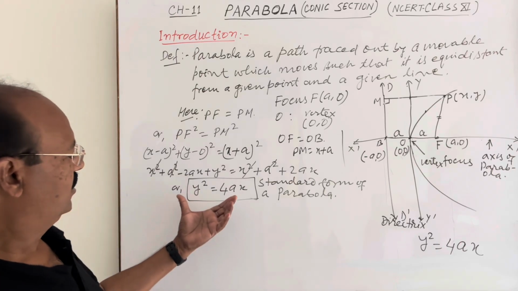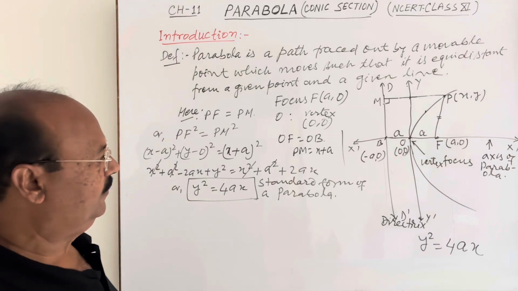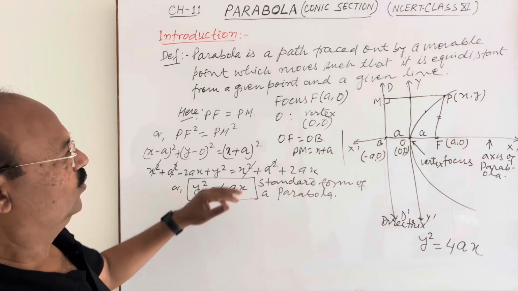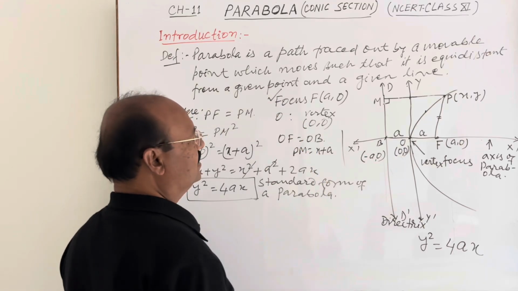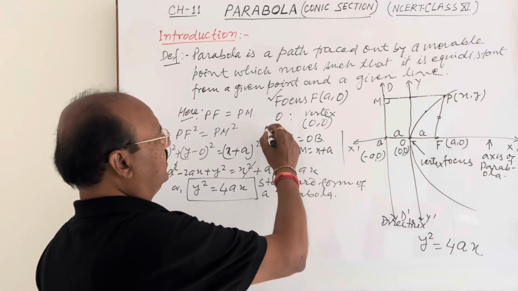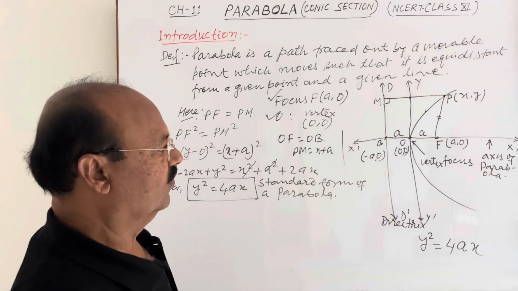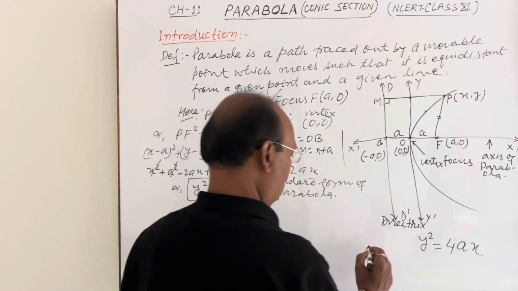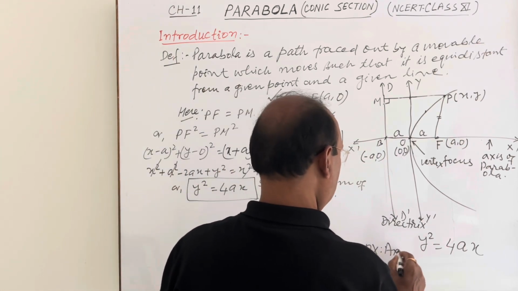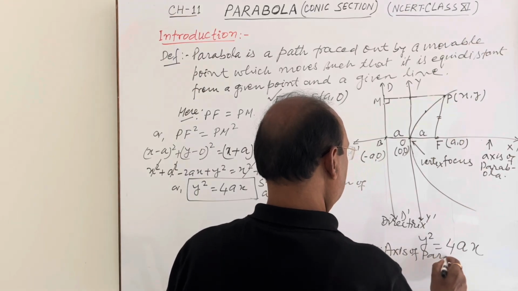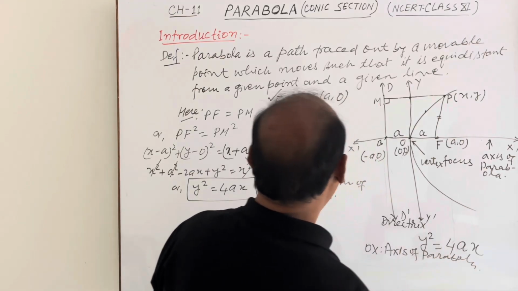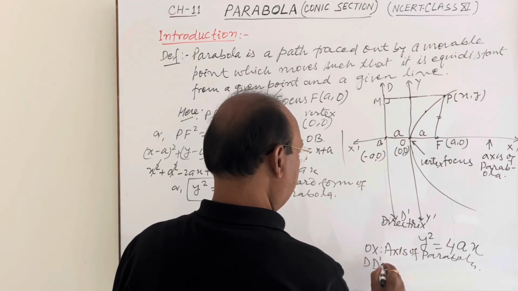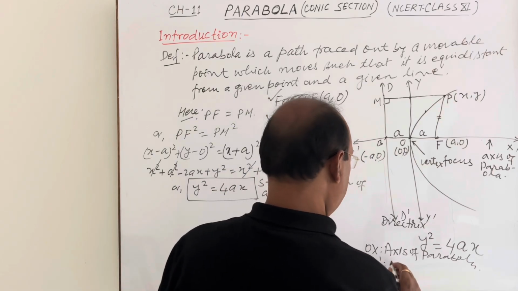Okay, so we are supposed to remember this equation of the parabola, and in addition to the equation of this parabola, we should also know that the coordinates of the focus is (a, 0), and the coordinates of the vertex is (0, 0). Here OX is called the axis of the parabola, and DD dash, this given line, is called the directrix of the parabola.